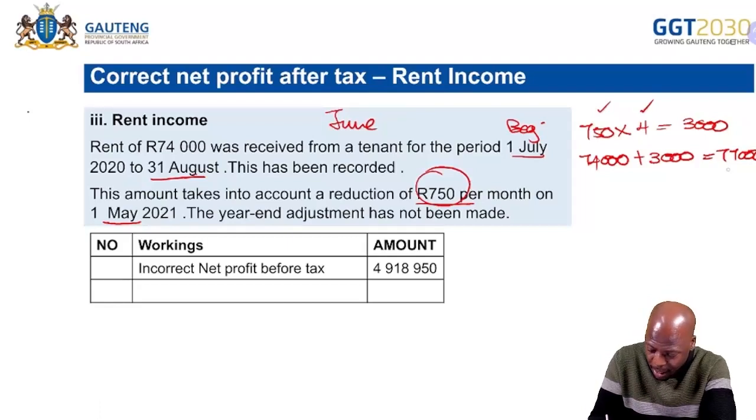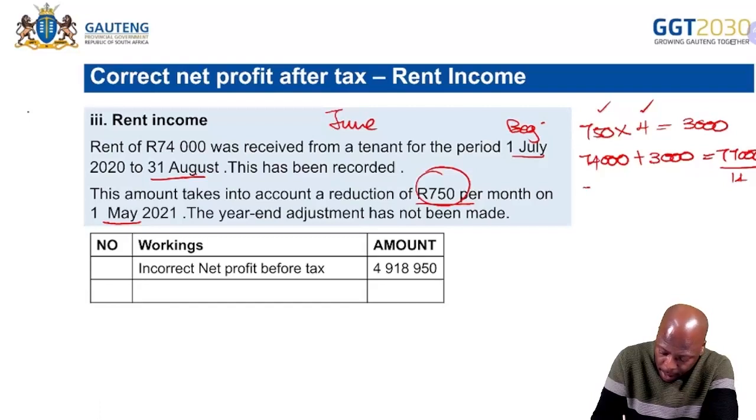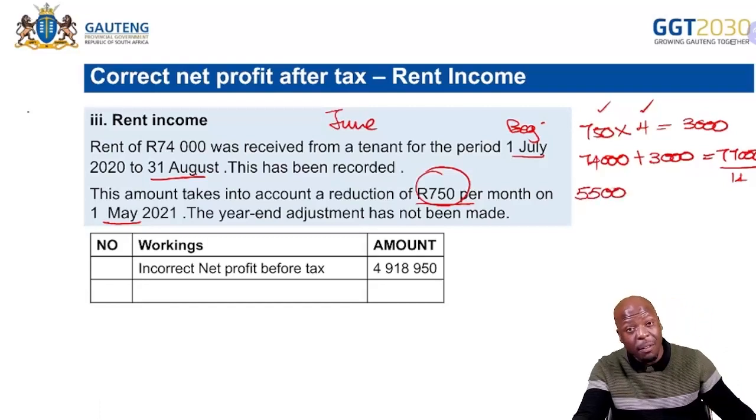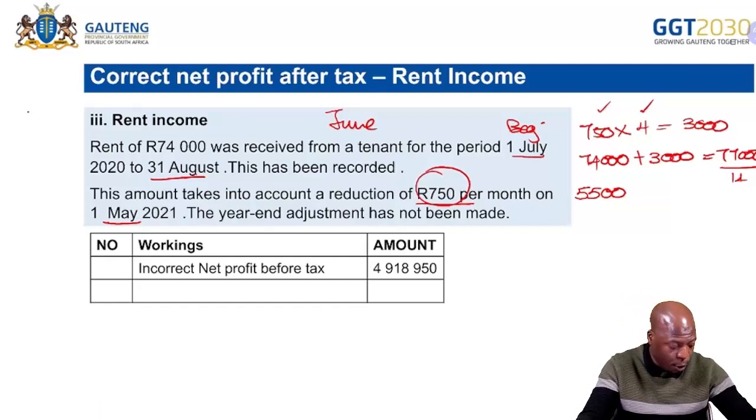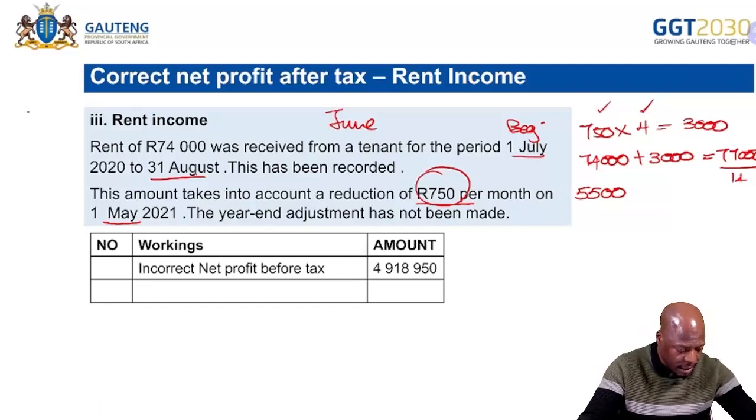So we're now going to say my 77,000 divided by 14. If I divide it by 14, I'm going to find that rent per month before decrease was 5,500. That is what rent would be before any decrease, 5,500. But we are told that rent decreased.